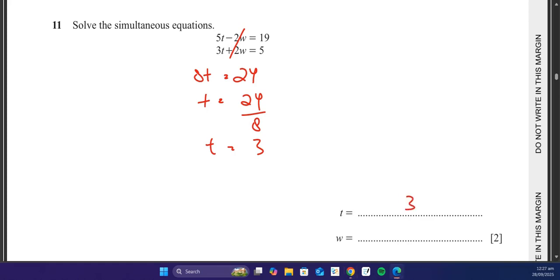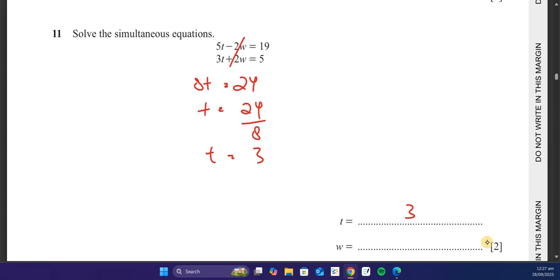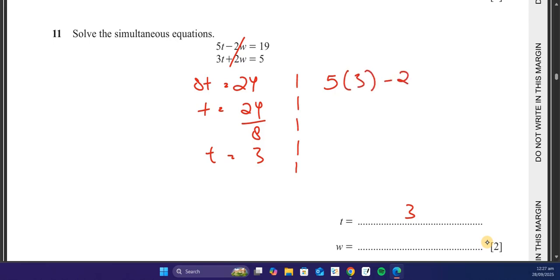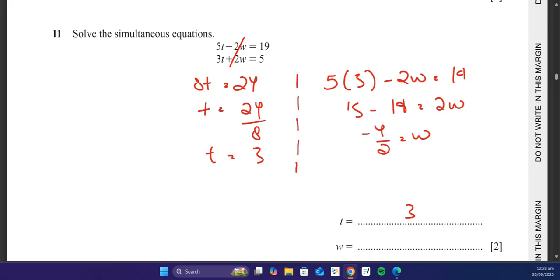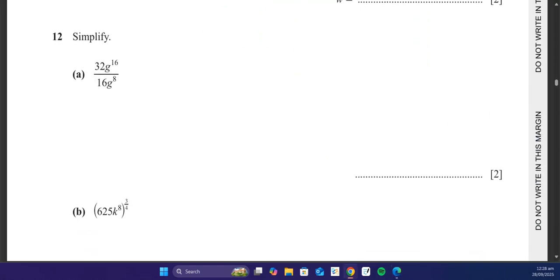Now we need to figure out the value of w. So to figure out the value of w, simply put the value of t in any of the equations you like. Okay, so let's just put it in 5 times 3 minus 2w is equal to 19. Okay, that would give us 15. So 15 minus 19 is equal to 2w, and that should give us minus 4 over 2, and minus 2 would be the value of w. Simple, pretty simple.